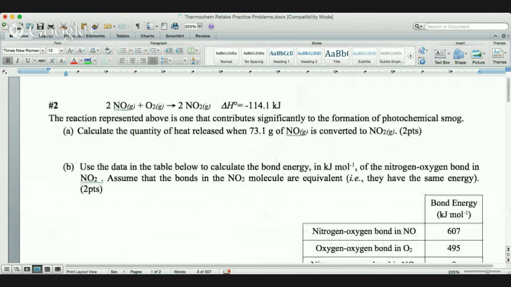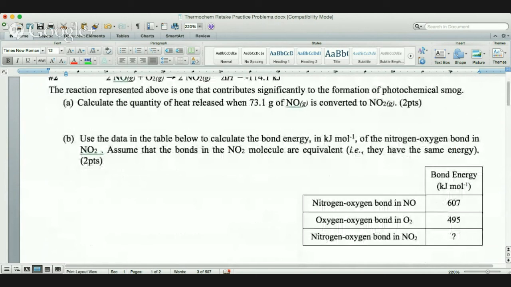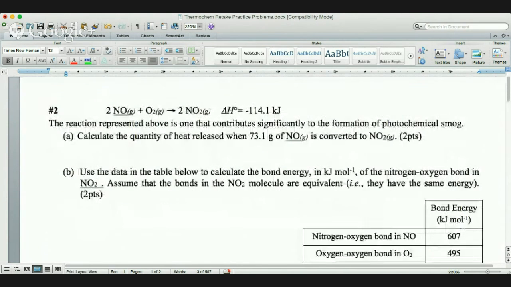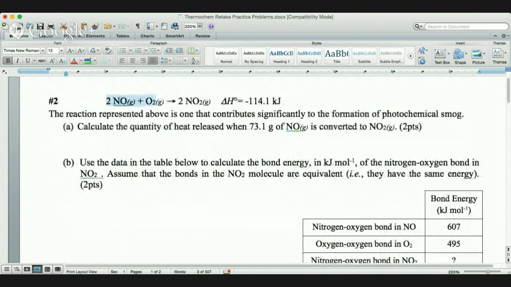All right, let's take a look at the next one. Use the data in the table below to calculate the bond energy in kilojoules per mole of the nitrogen-oxygen bond in NO2. Assume that the bonds in the NO2 molecule are equivalent. Okay, that's fine. Because the NO2 is probably a double bond and a single bond, but that's a resonance structure. So they're both 1.5 instead of there being a double and a single bond. That's why they're equivalent. Okay, so you have the ones that are broken minus the ones that are formed.